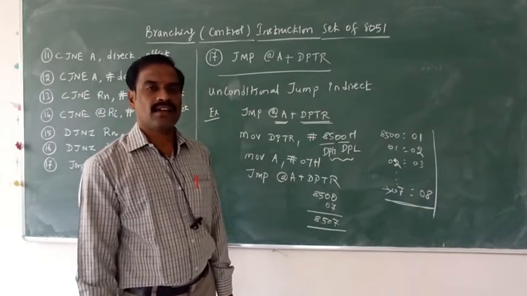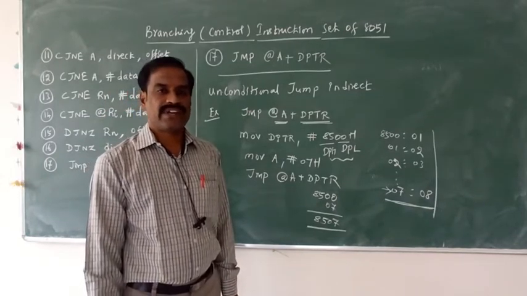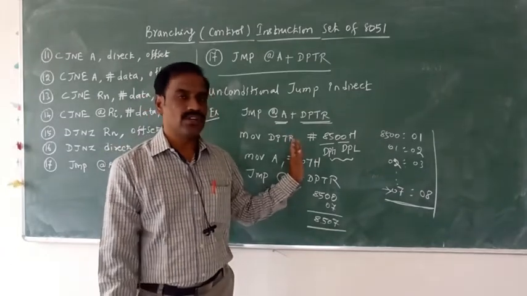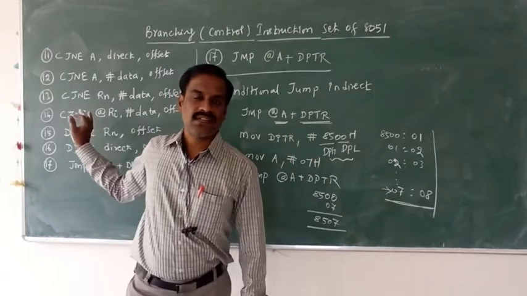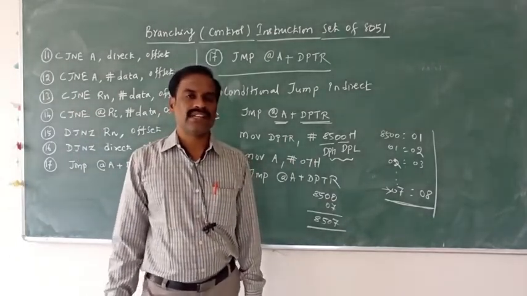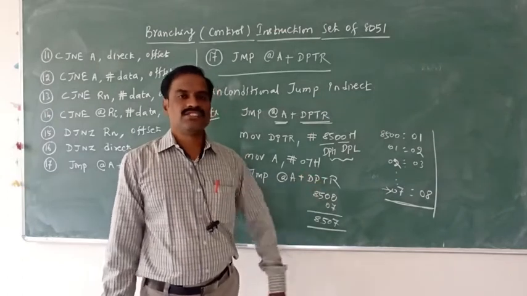In the branching or control transfer instruction set, there are a total of 17 instructions. In the part 2 video, we discussed 7 instructions: compare, decrement, and unconditional jump.